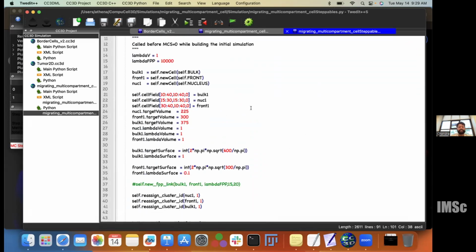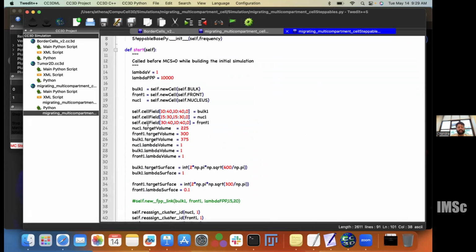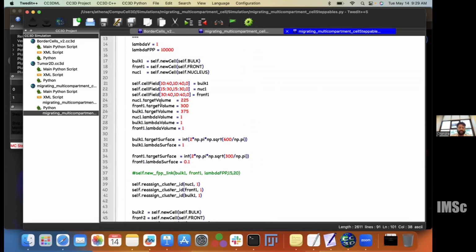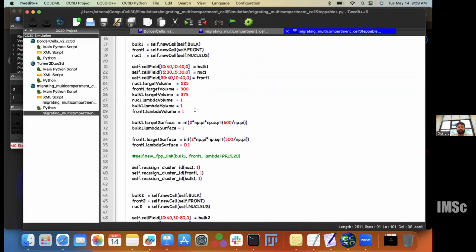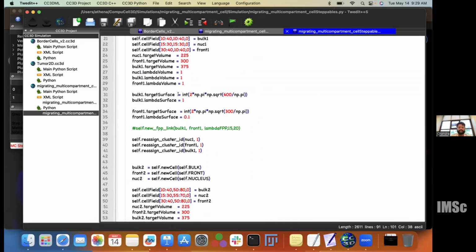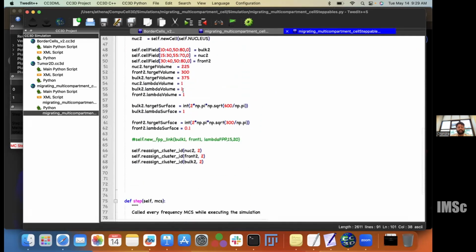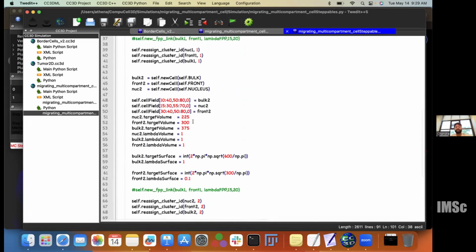And here is where you mentioned the lambda V, which is the volume constraint. I assign the volumes for each of these three regions and say this is the lambda V. I assign the surface. I've basically taken the corresponding perimeter if it were a circle and given that as a surface value and put the constraints. Yeah, that's pretty much it.